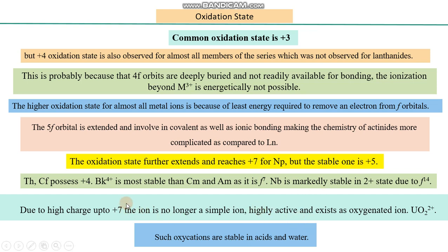They are highly active because the +7 oxidation state imparts too much nuclear charge density to the atom, and because of this charge density it is highly reactive. On the basis of this reactivity it cannot exist as a free ion in solution or any other medium, and it exists as an oxygenated ion, which is normally a cation. Oxygenated cations are not normal for other elements, but this is a characteristic feature of actinides, and such oxycations are stable even in acids and in water. So it means that these cations can be isolated, characterized, and studied in detail because they are highly stable even in water and in acidic solution.